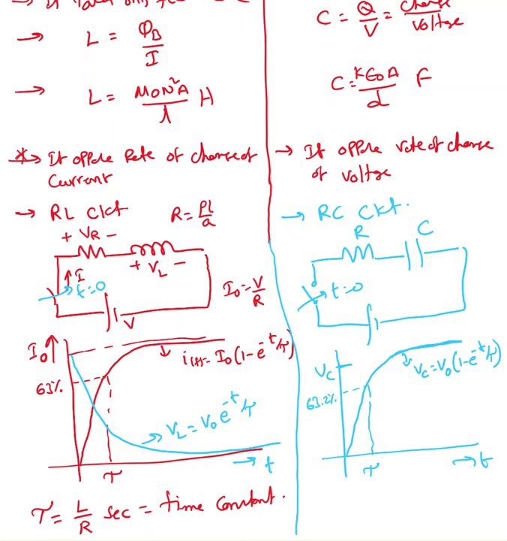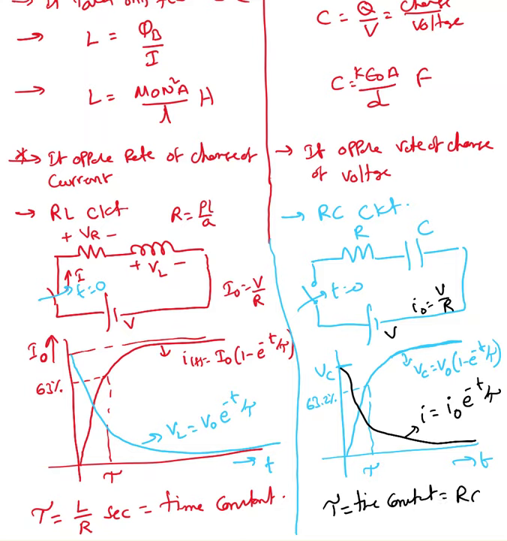Now that's the voltage drop across the capacitor, and this is the current. So current in the circuit, I equals I naught e to the power of minus t over tau. Here I naught is nothing but V over R, where V is the supply voltage. Now here the time constant tau equals RC. Time constant in RC circuit is RC.